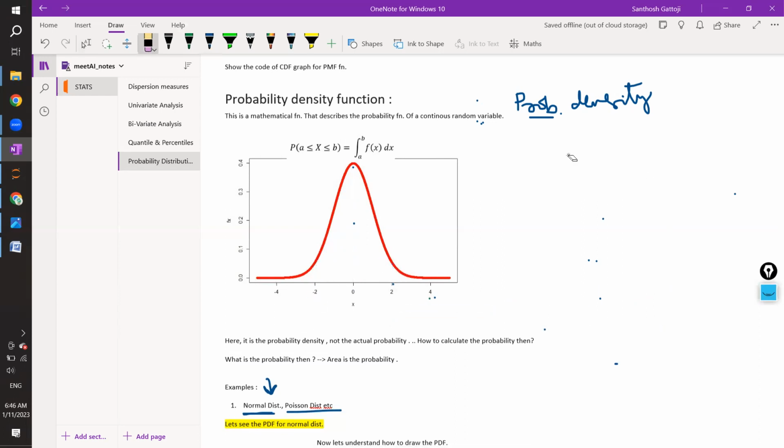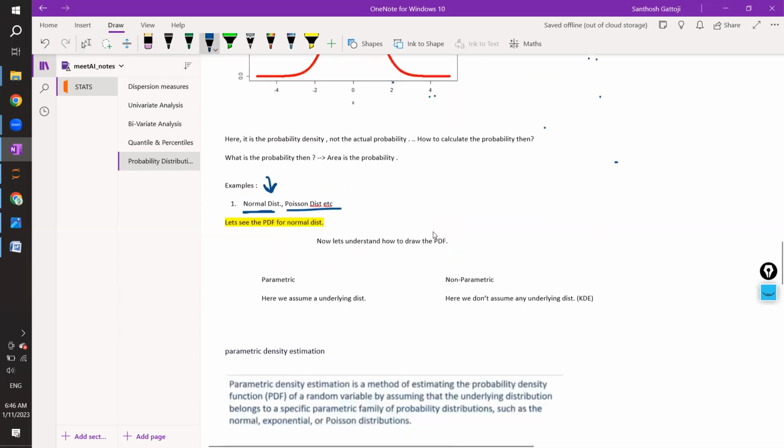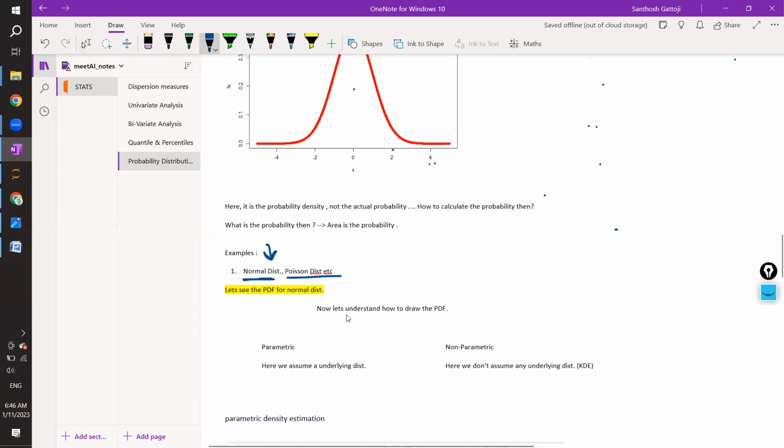Now let's try to understand how to draw the probability density function. There are two ways you can consider a PDF: one is parametric, the other is non-parametric.